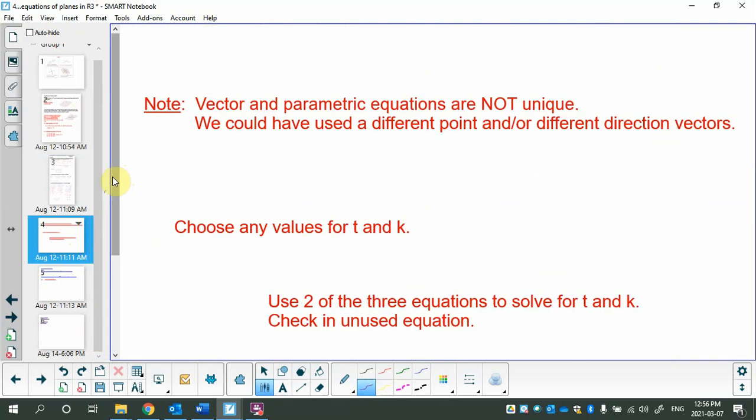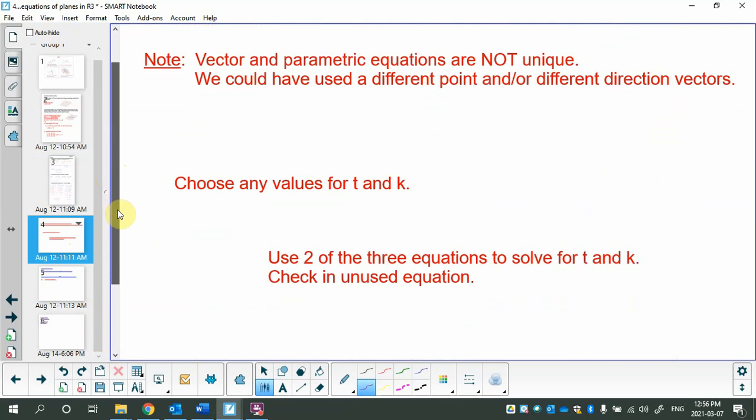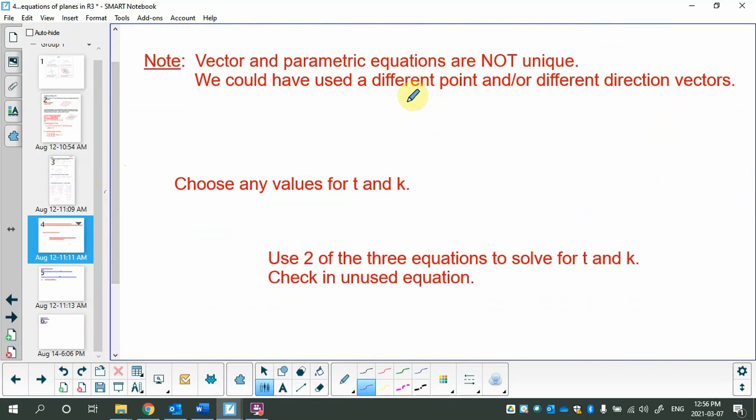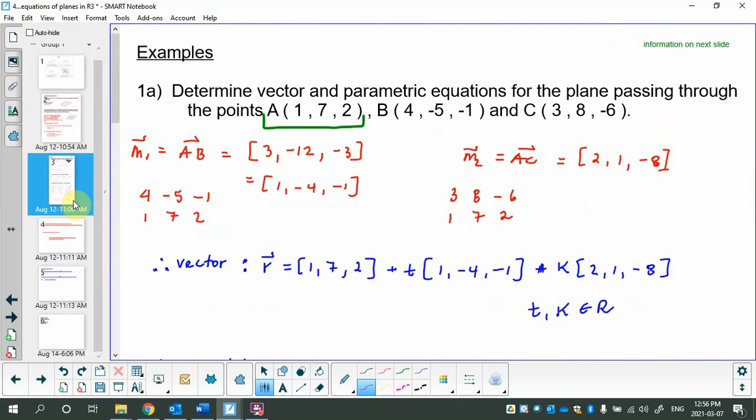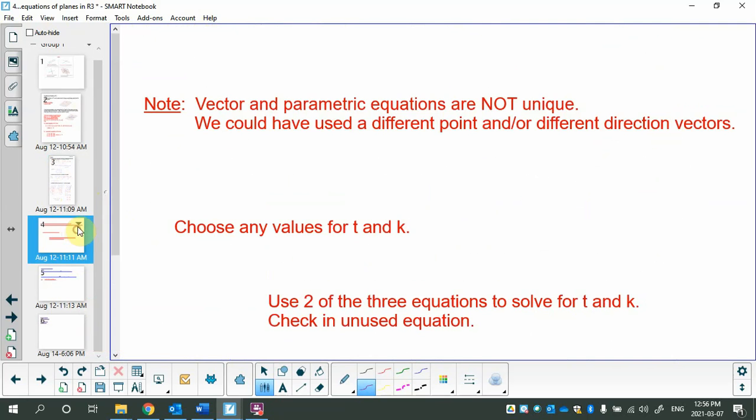Vector equations and parametric equations are not unique for planes. We could have used a different point, so I used point A. If you had used point B, you have a totally different solution. We could have used a different point, and I decided to make AB and AC. If somebody else made CA and CB, that is completely different, so your answers are not unique.